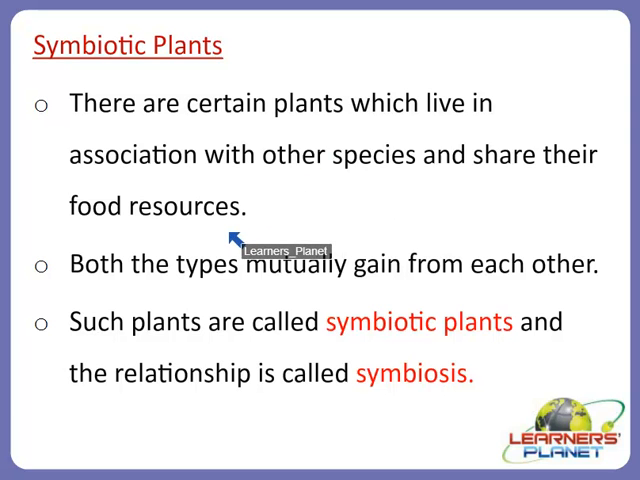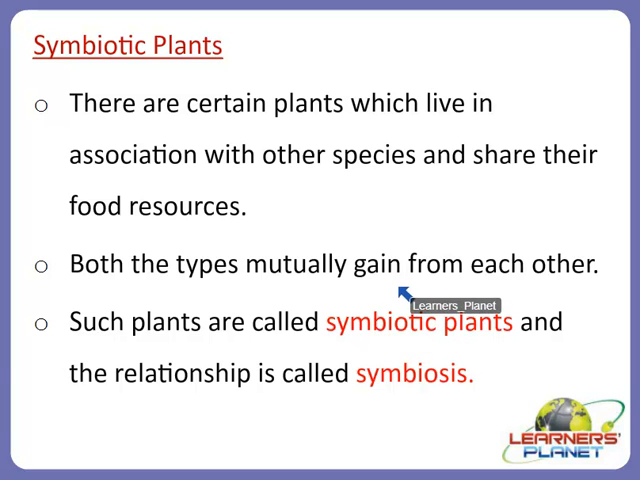So most of the interactions between these species involve food, like competing for the same food supply or eating or avoiding being eaten. That means avoiding predation. So these interactions are going on between the plants of different species, and that is why certain plants are termed as symbiotic plants.